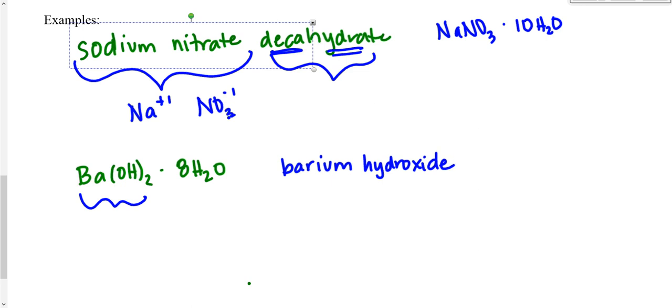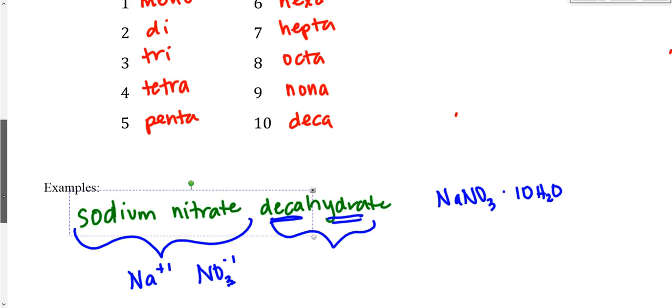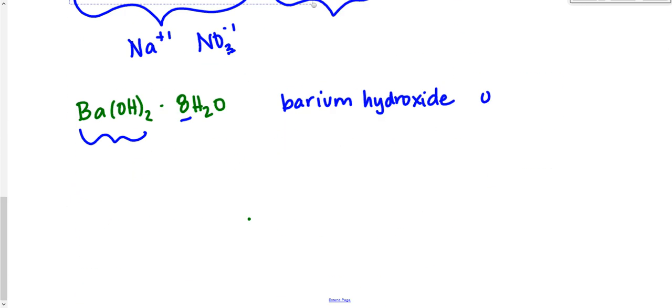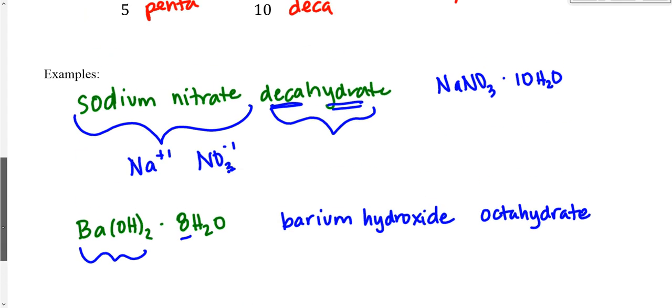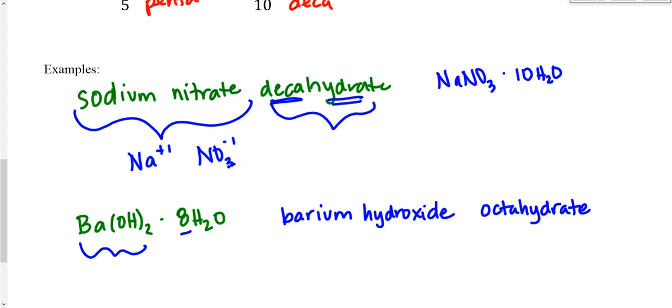Now it's a matter of just naming how many waters. I don't put the dot in the name. I'm just going to write the prefix for 8. If I go up, 8 is octa. So I write octa, and I put hydrate to indicate that it's water, and that is one word. So that is how you would name and write formulas for hydrates. Remember, these are ionic compounds with water that is loosely attached.